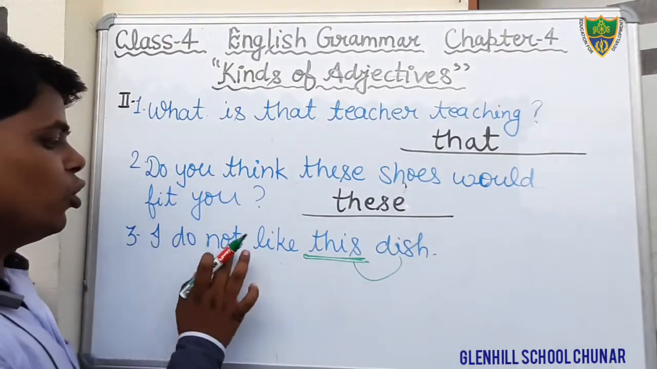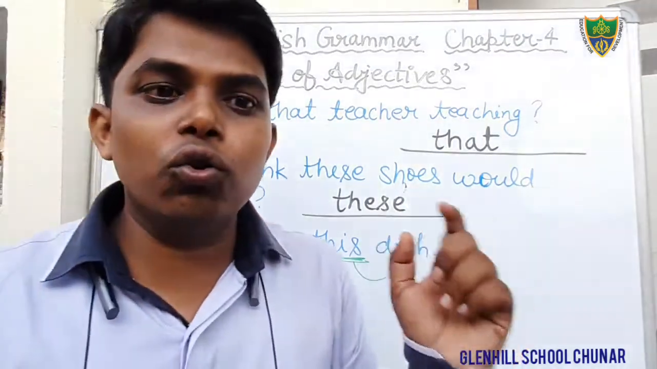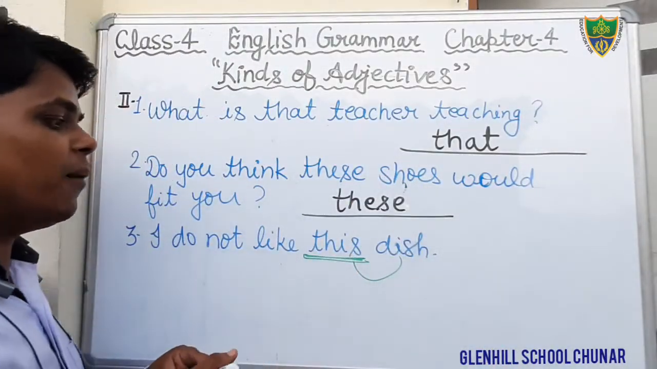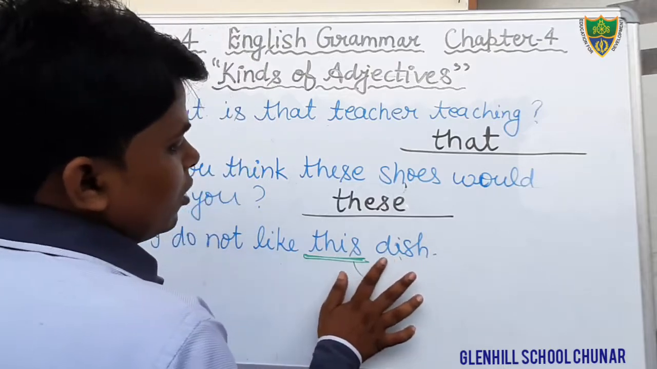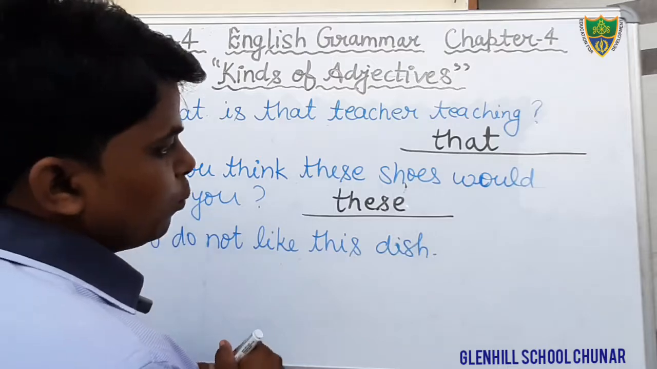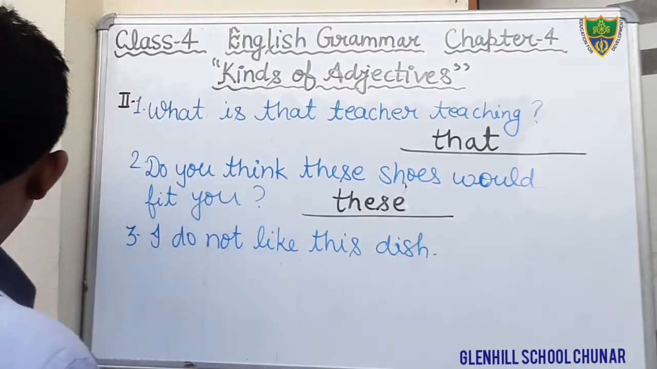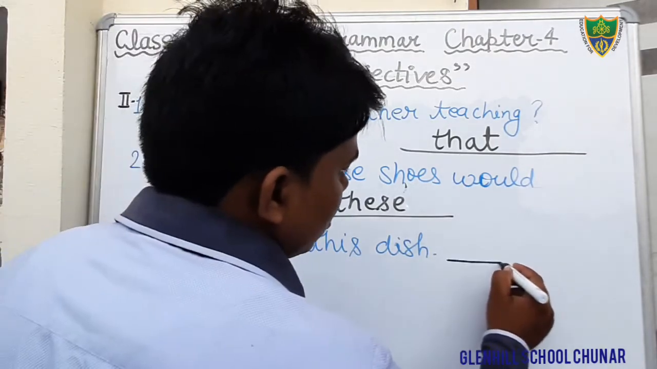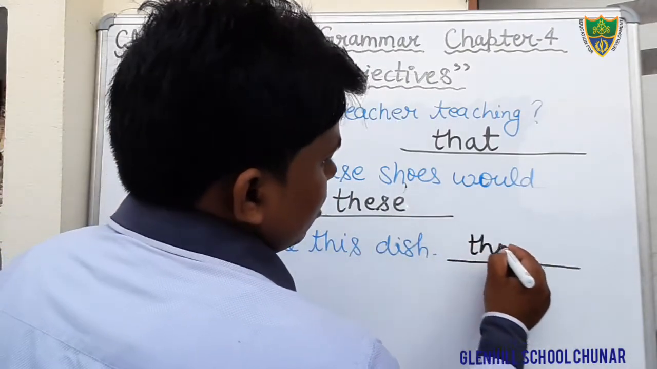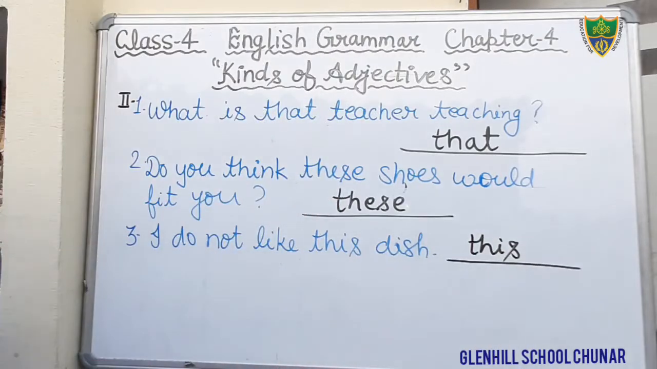I do not like this dish. Here the word this is what? Demonstrative pronoun, because here the word this is used to point out the dish. Therefore, in the blank we will write what is the demonstrative pronoun in this sentence: the word this. So students, just write down the word this in the blank. Okay? Come to the next question.